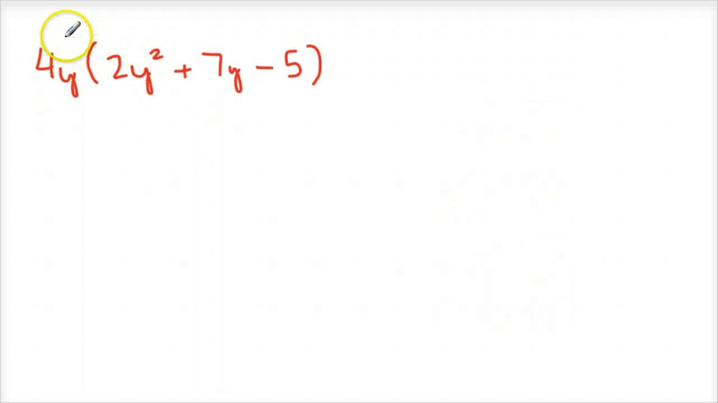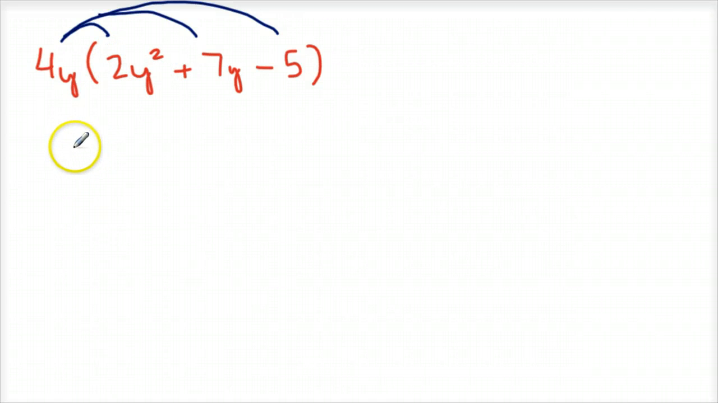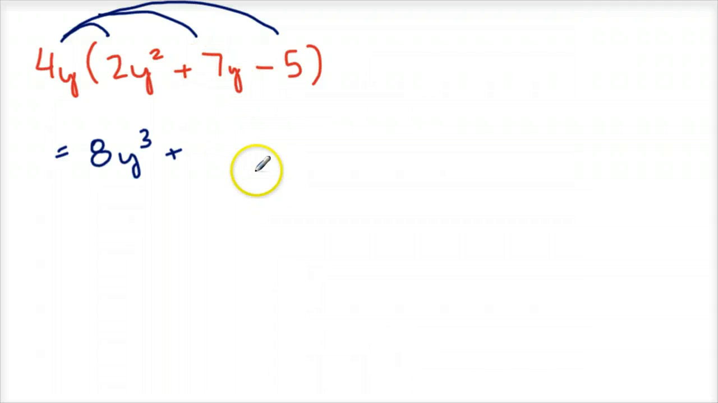Another thing is just distribution, but when we have higher exponents and a monomial times a trinomial, and then just remembering when we are multiplying by negatives. So you're just going to distribute this 4y, and you're going to multiply it by each term here. So 4y times 2y squared. The 4 times 2 equals 8. Y times y squared is y cubed. Plus 4 times 7 is 28. Y times y is y squared. 4y times negative 5, that's going to be negative 20y. That should be an easy one for you.